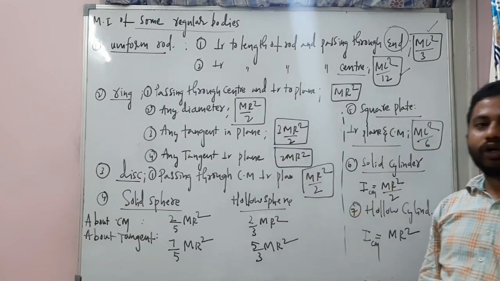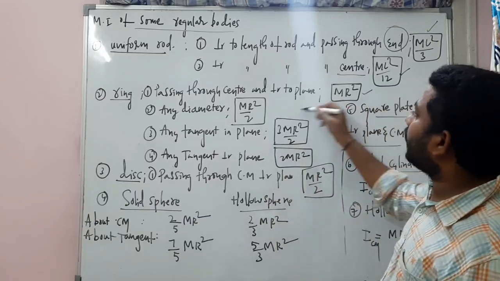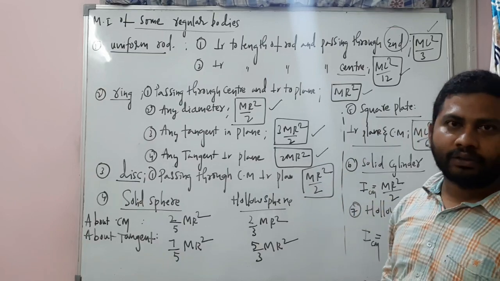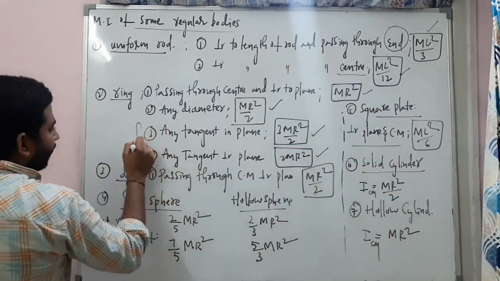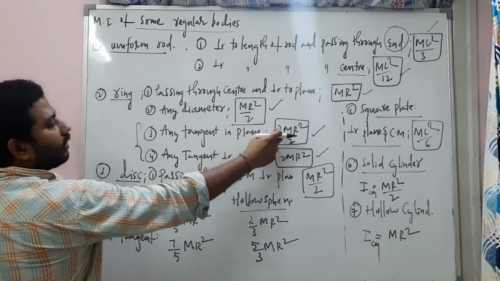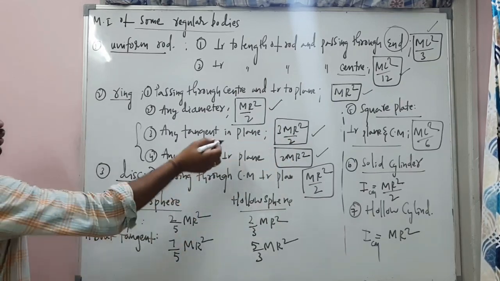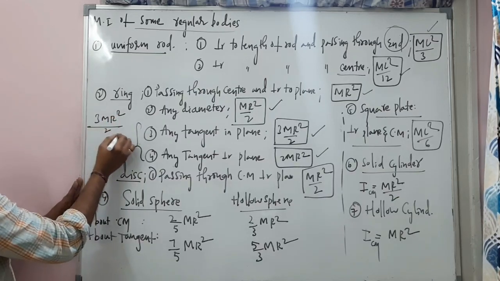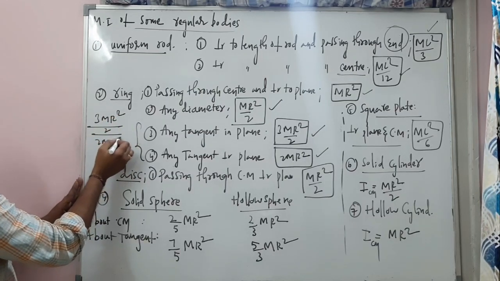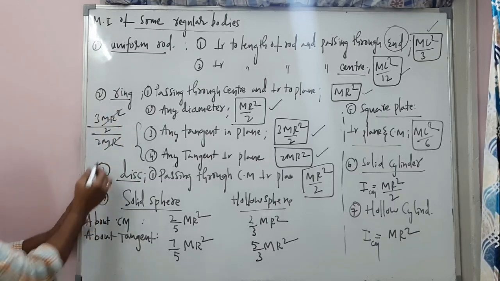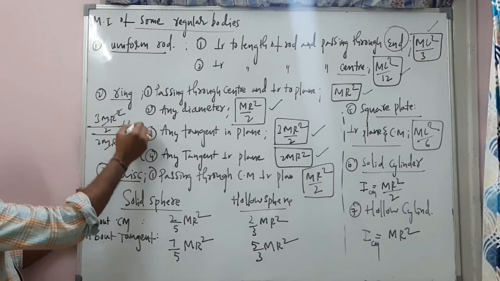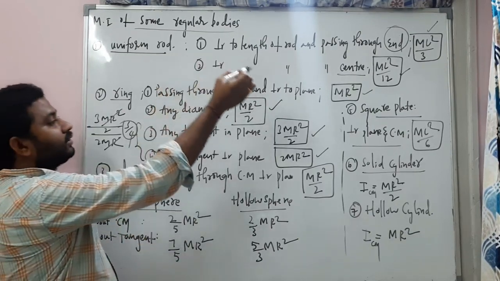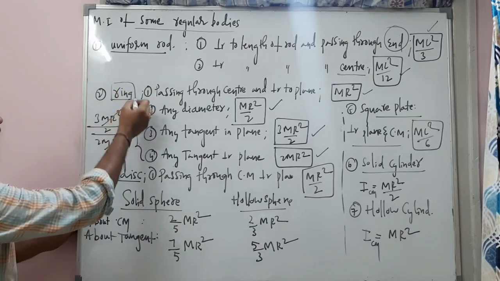And ring, there are 4 cases. MR square by 2, 3MR square by 2, 2MR square. Sometimes the ratio will be asked like this. What is the ratio of this and this, they will ask, right? So 3MR square by 2 divided by 2MR square. MR square cancels. So the ratio we have got is 3 by 4. They ask questions like that. Sometimes the ratio can be asked between the ring and the disc.